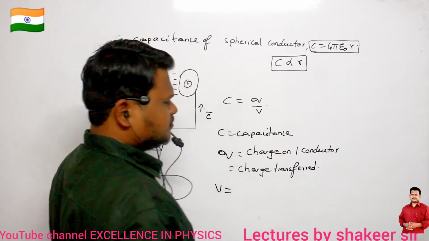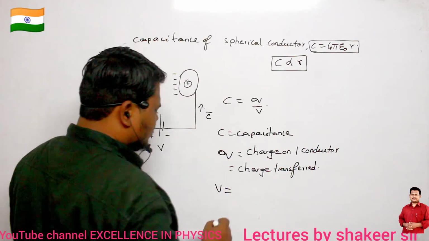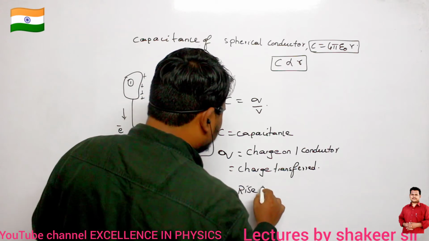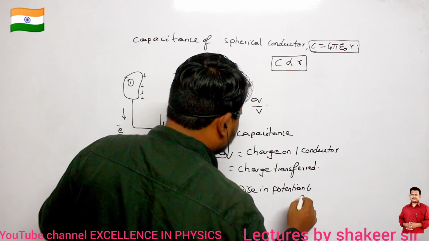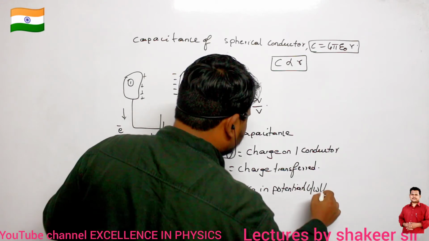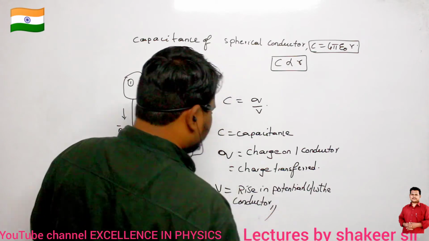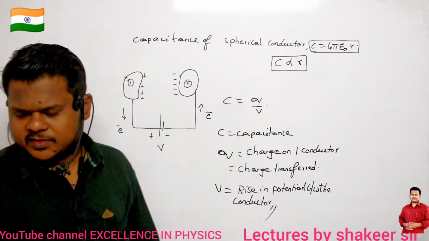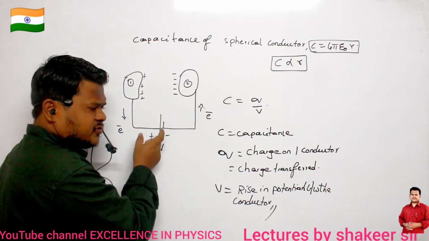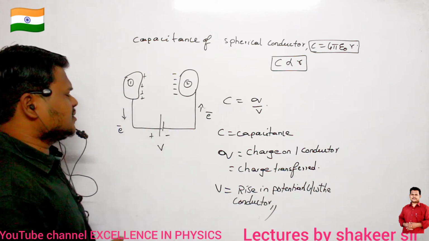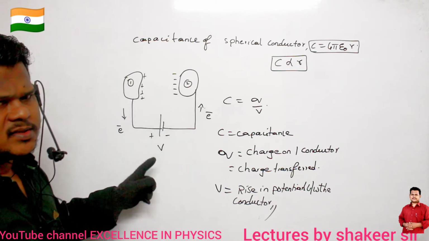And can you say what is V here? V is the rise in potential between the plates, the potential between the conductors or plates. Why am I saying this is a rise in potential? Because initially, before connecting the battery, the potential difference between them was 0.